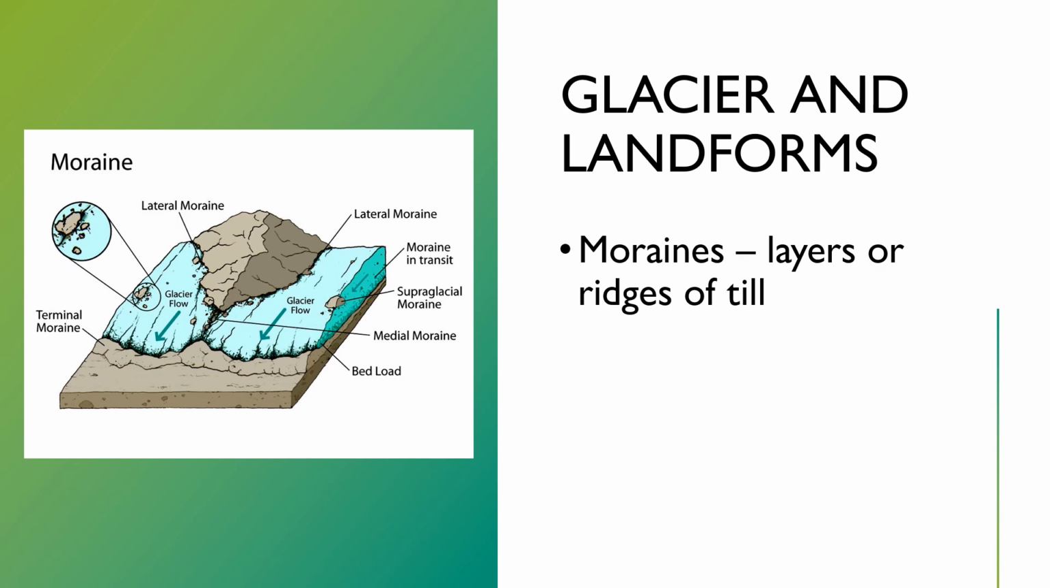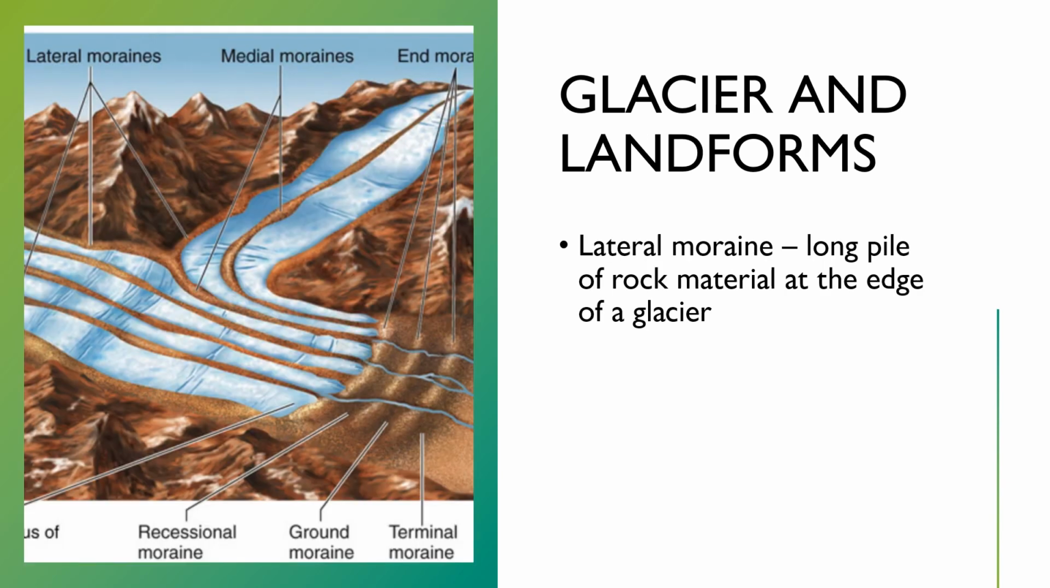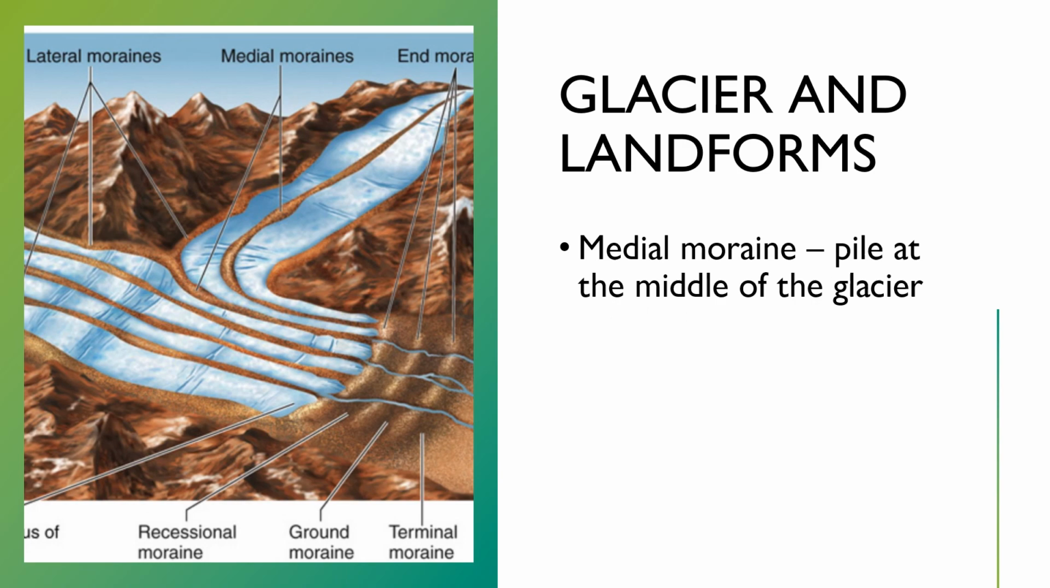Next, moraines are layers or ridges of till, and a long pile of rocky material at the edge of a glacier is what we call a lateral moraine, as shown in the picture, while a pile at the middle of the glacier is a medial moraine.